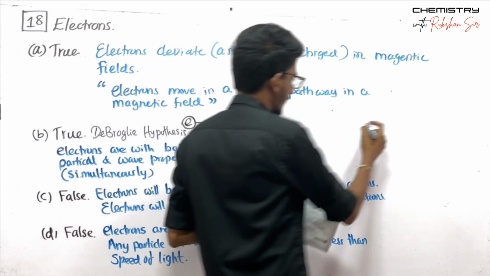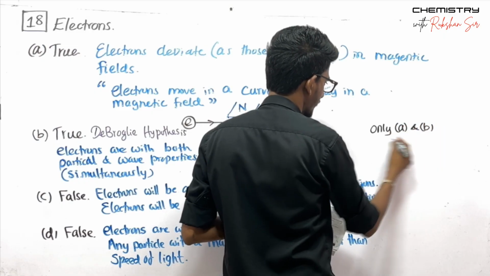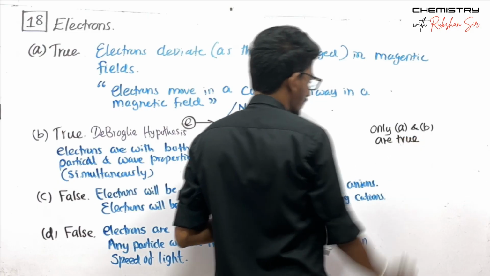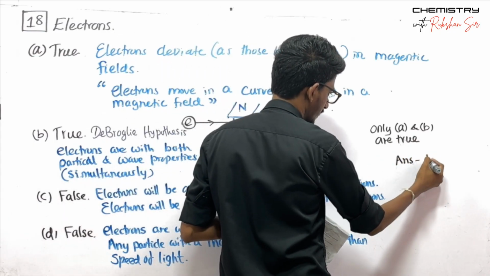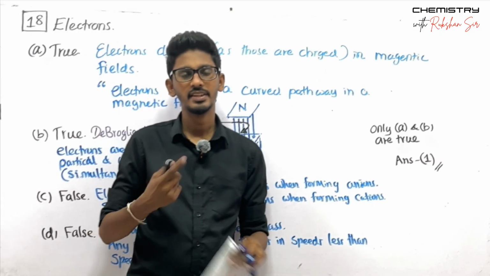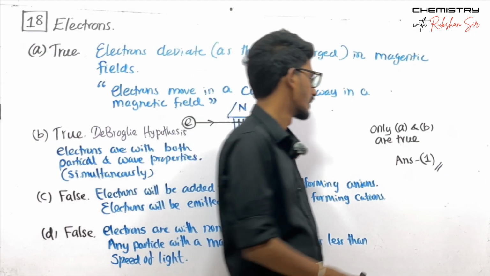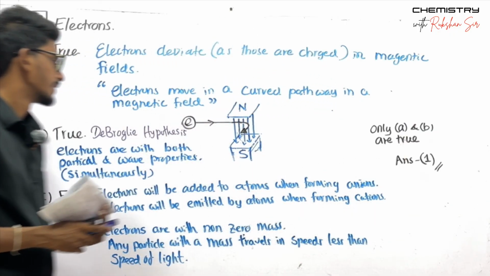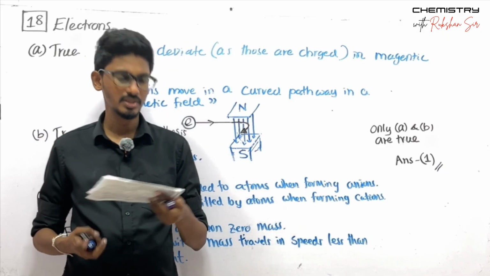So only A and B are true. So it's an ABCD question. So answer should be answer number 1. When A and B are true, answer number 1. B and C, number 2. C and D, number 3. D and A, number 4. And any other choice, number 5. So as A and B are true, answer number 1. Right? Okay, so complete the stuff there. That was the review for question number 18.